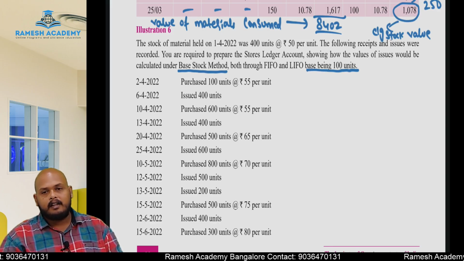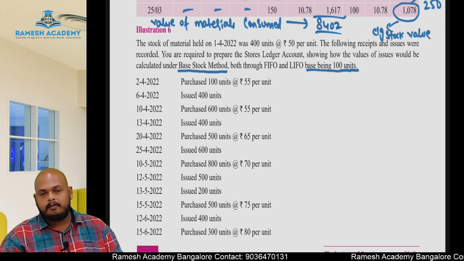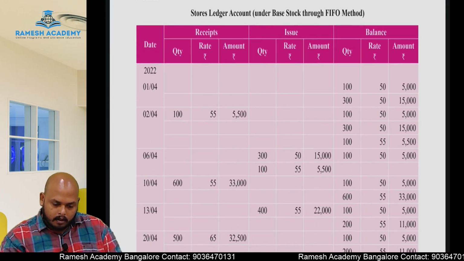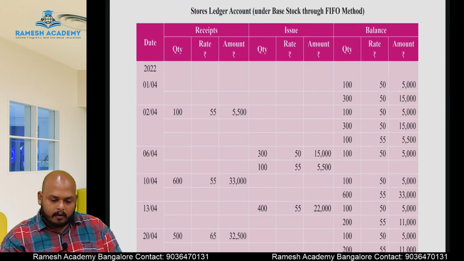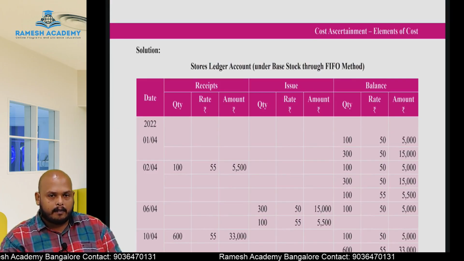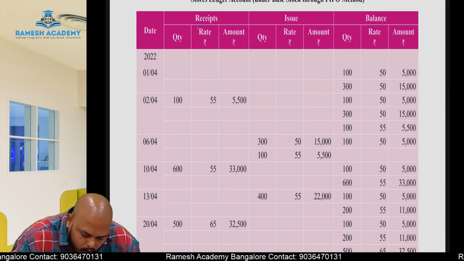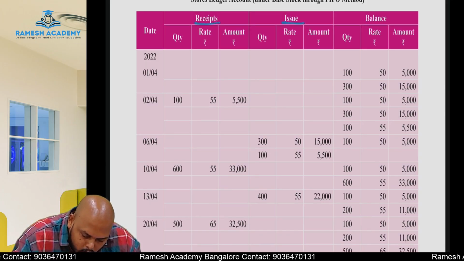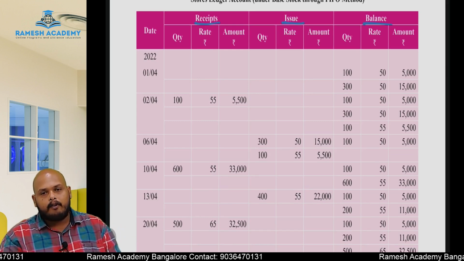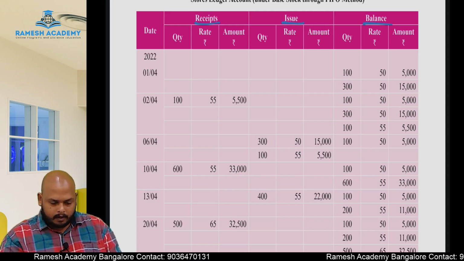Under the base stock method we have to solve through the FIFO method and the LIFO method. The base is how many units? 100 units. Let us solve this. Stores ledger account under base stock through the FIFO method, first in, first out. You have to open three columns: a receipt column, an issue column, and a balance column. Under each column there will be sub columns also.